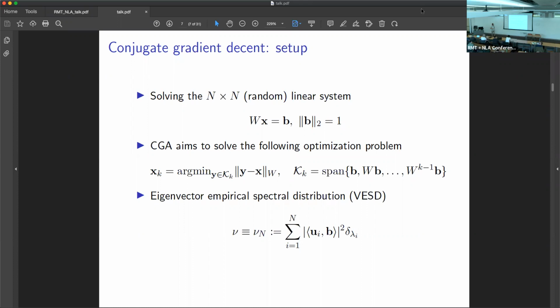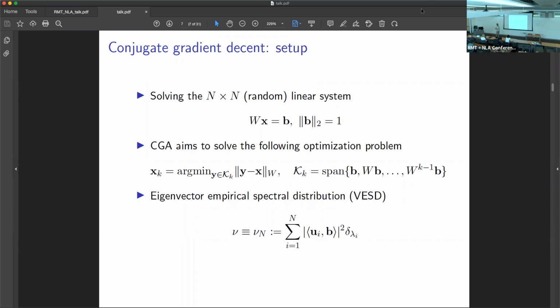Then the CGA is trying to estimate this X via this optimization problem. This W norm is essentially quadratic in terms of W. So how is this connected to orthogonal polynomials? It is connected with the so-called eigenvector empirical spectral distribution, which is different from the eigenvalue spectral distribution. Now I have a W matrix that is random. I can compute its eigenvalues, lambda_i, and its eigenvectors, u_i.